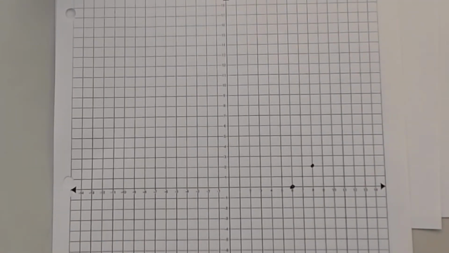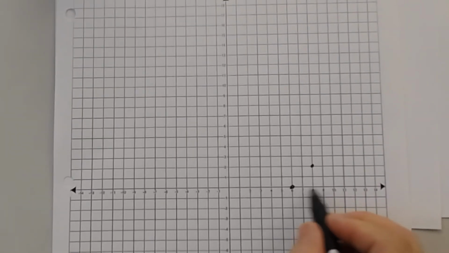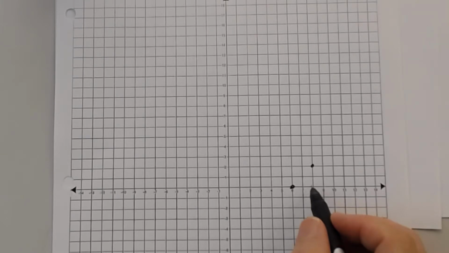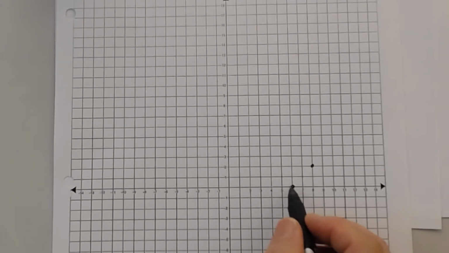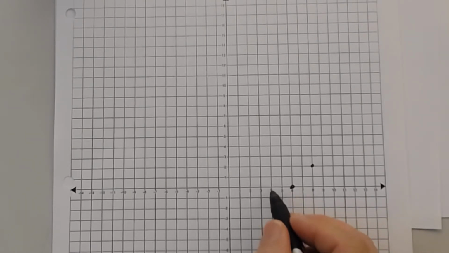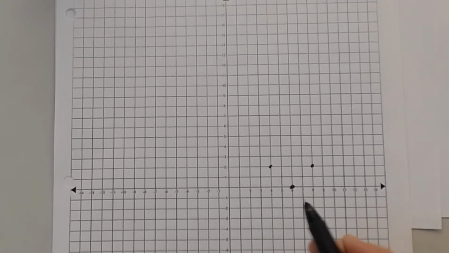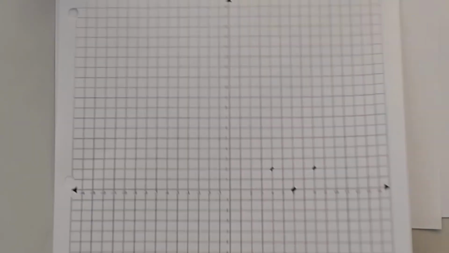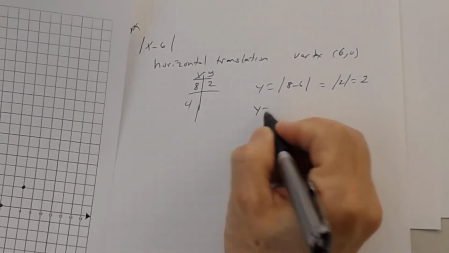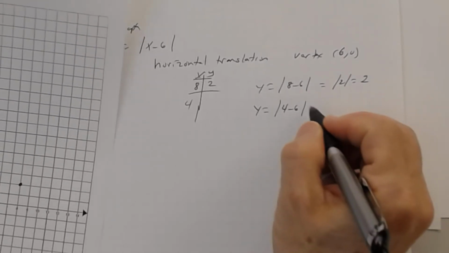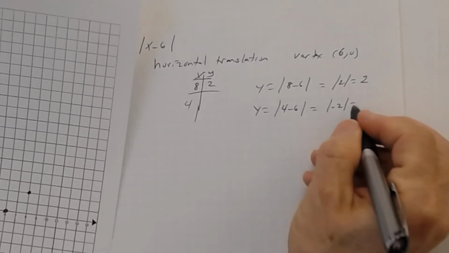Now use symmetry to find the other one. It helps if you think of symmetry. So from the vertex, I went how many units to the right? 2. What was my y value? 2. So now I'm going to go 2 units to the left. So I'm going 1, 2. So I'm at x equals 4. And what's going to be my y value? 2. Let's check it. When x is 4, I better get my y value to be what? 2. So I get y equals the absolute value of 4 minus 6. What's 4 minus 6? And what's the absolute value of negative 2? 2. So you get 4, 2. Okay?